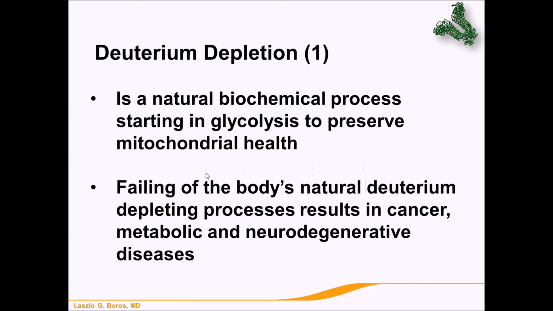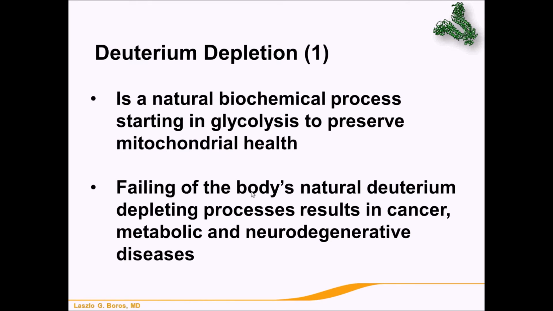So we believe that deuterium depletion is a very important, critical, natural biochemical process to save the nanomotor, and it starts with glycolysis, and this is why we have 10 reactions, because glucose has 12 hydrogens, and to strip off all hydrogens from glucose by the time it gets to the nanomotor and replace them with a matrix or metabolic water hydrogen, that's how many reactions it takes.